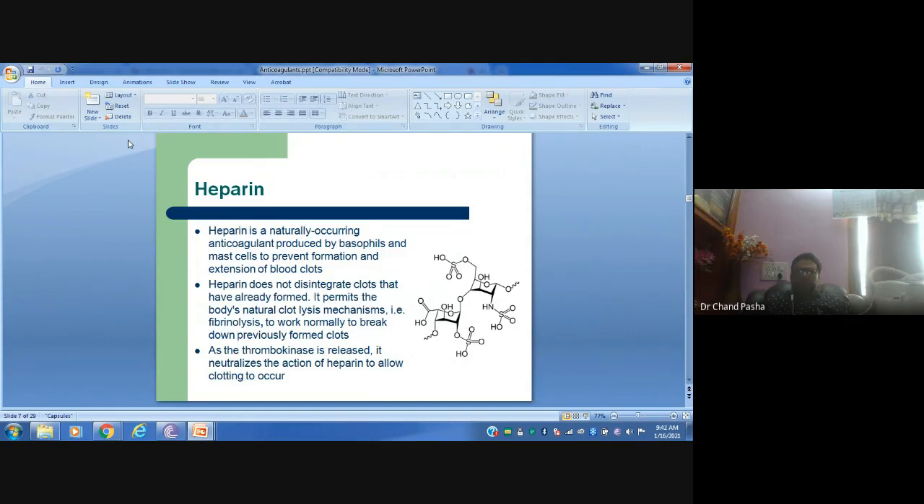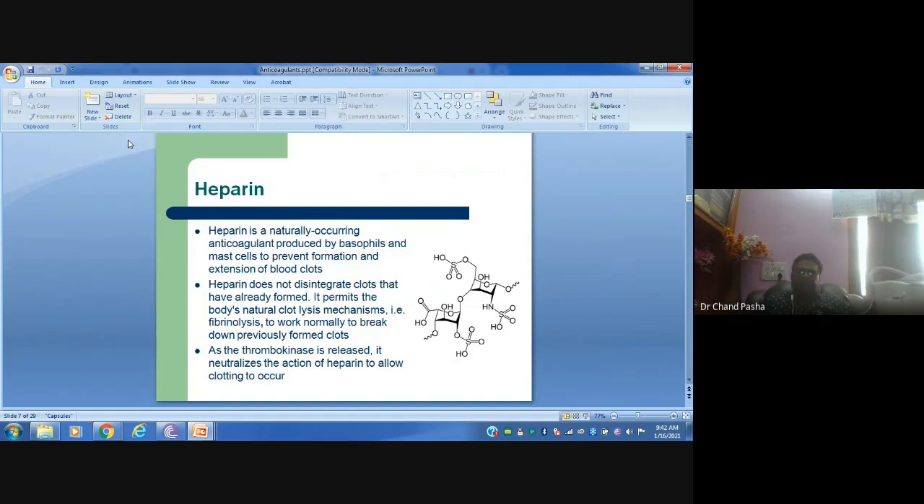In the presence of heparin, the clot does not form. It does not allow the clot to be formed. But whatever clot has already formed will not be disintegrated, meaning it will not be broken down.